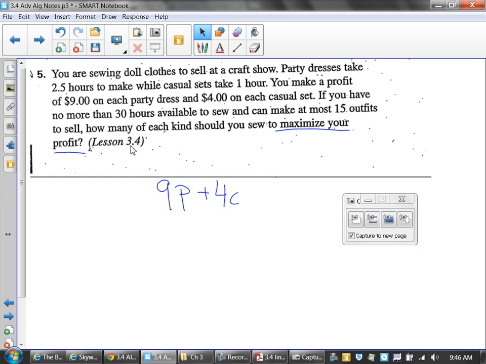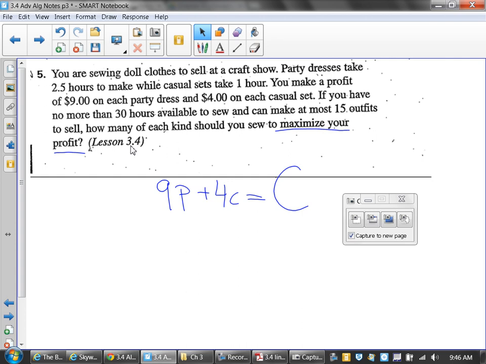I'm sorry, I have to use the letter C for that. Is that all right? I'll still use the big capital C for that, just because it's casual dress, okay? Your objective is to make the most money. You've got to figure out how many of the party dresses you're going to make versus how many of the casual ones to make the most money.